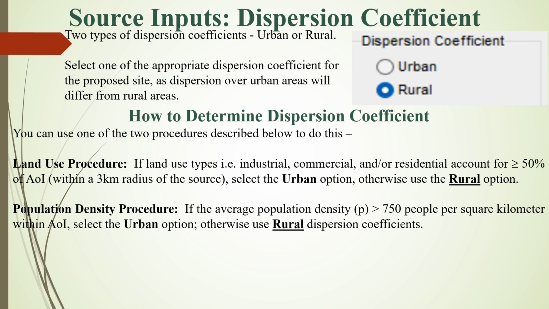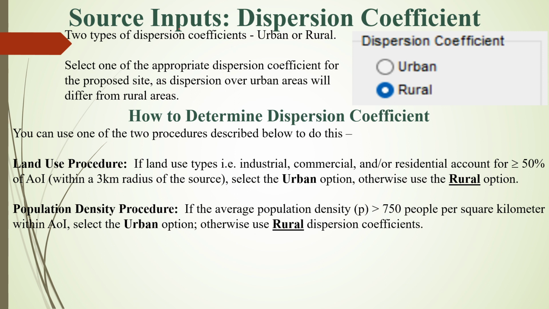So the land use procedure: if the land use types, that is the built up area, commercial, industrial and residential, account for more than or equal to 50% of the area of interest, that is within a 3 km radius of the source, then it is urban. Otherwise rural options have to be opted.